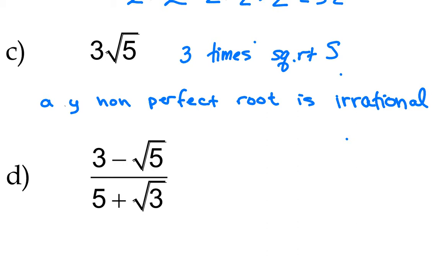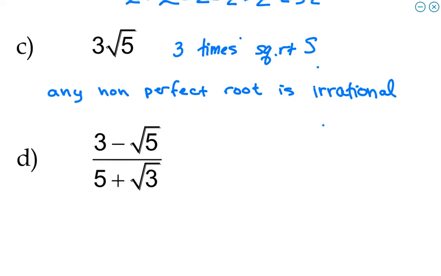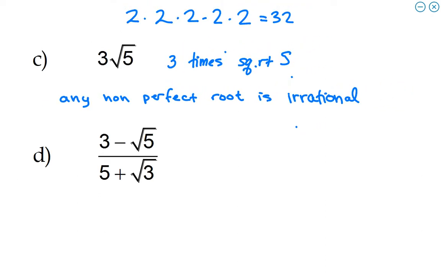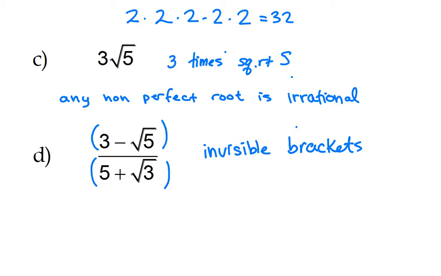The next one is on the page just because some people really struggle with their calculator because they don't understand order of operations. What you have here is like some invisible brackets. Some people just don't realize it. So we're going to make this very clear. There's brackets here. It's 3 take away root 5, the result of that, divided by the result of 5 plus root 3.